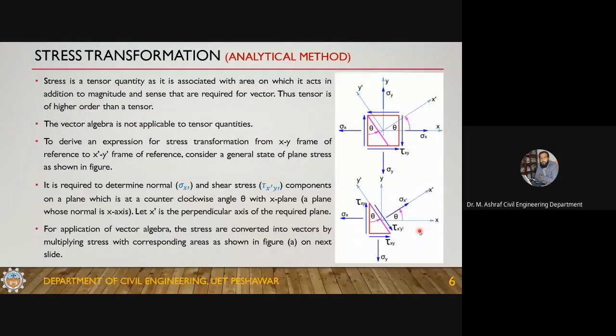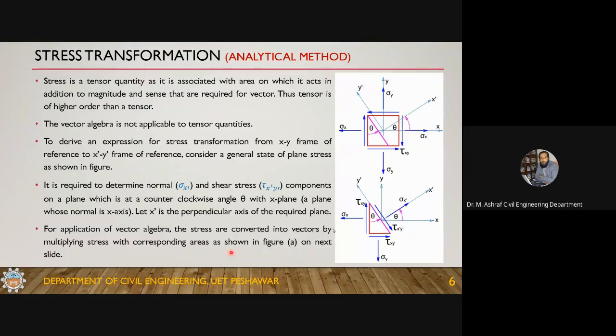This is my objective, and I will get an expression in terms of theta, and I can use that expression for any theta. Theta varying from 0 to 360 degrees, I can use that expression for any theta.